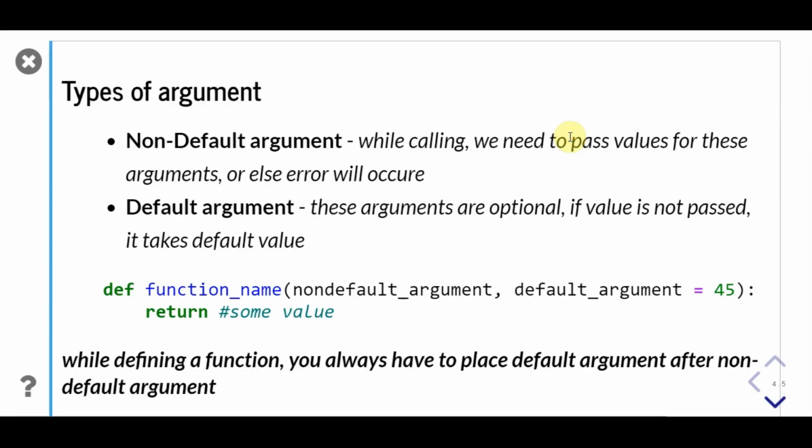Now, we'll look at the types of parameters, or formal arguments, in a function. There are 2 types of arguments, non-default and default. It is compulsory to pass the value of a non-default argument. If not passed, an error will occur. Passing the value of a default argument is optional. If not passed, it takes the default value. We specify the default value of any parameter using the assignment operator in the parameter list. Note that it is compulsory to specify all the non-default arguments before specifying default parameters.